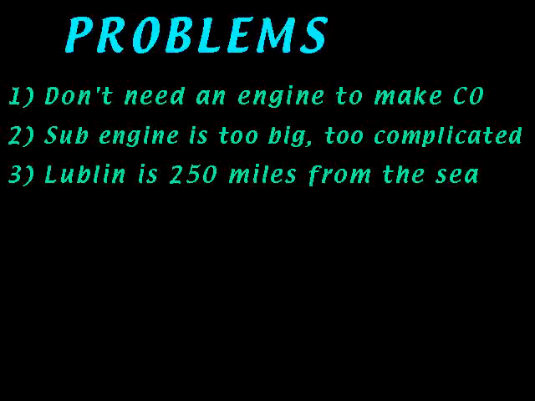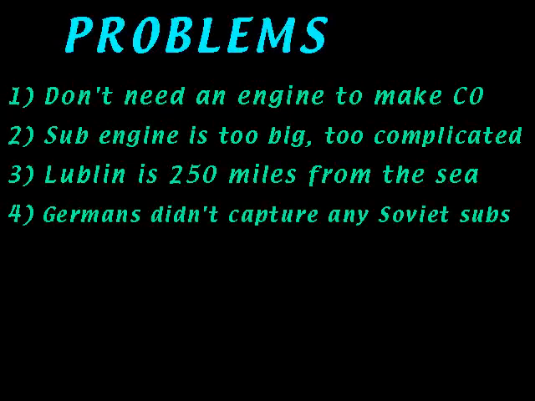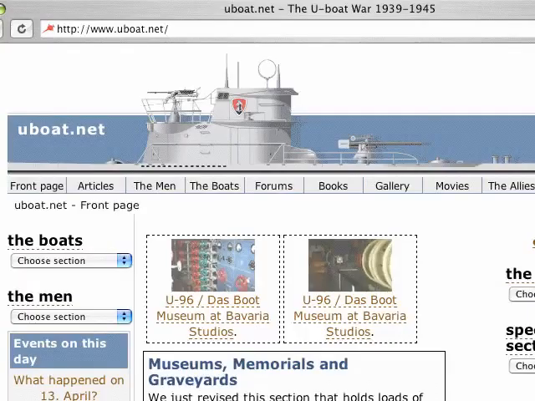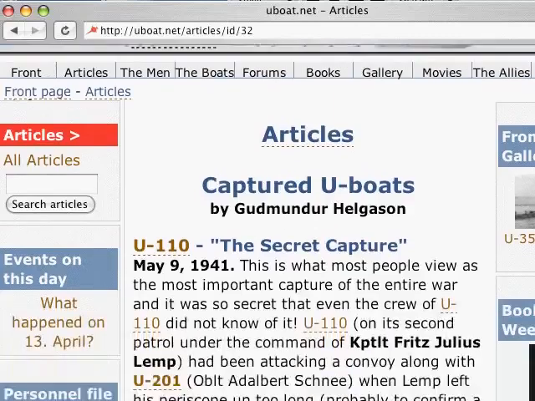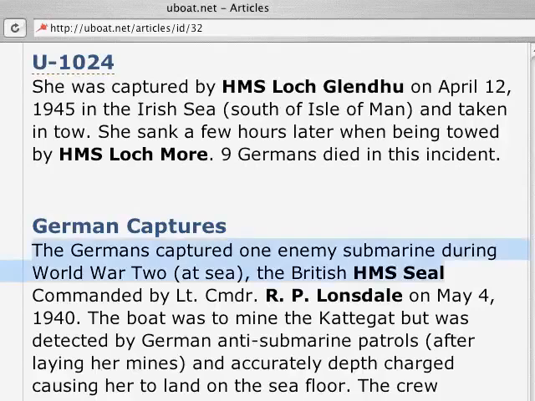Number 4. The Germans didn't capture any Soviet submarines. Submarines are rarely captured because they usually sink when hit. The website uboat.net has an article called Captured U-Boats. The author states, the Germans captured one enemy submarine during World War II at sea, the British HMS Seal.